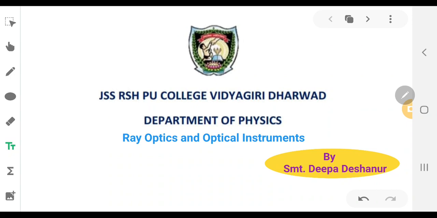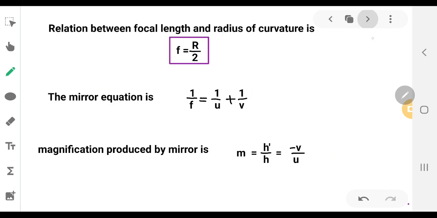We are discussing the topic ray optics and optical instruments. So in the previous videos we discussed reflection and reflection by spherical surfaces. There we studied some terms related to spherical mirrors, that is focal length, radius of curvature, object distance, image distance and the image formation.